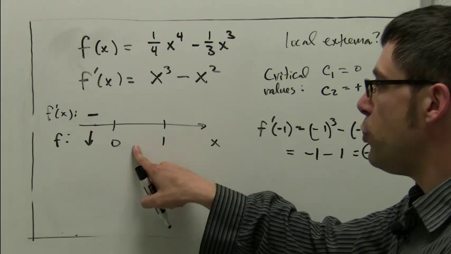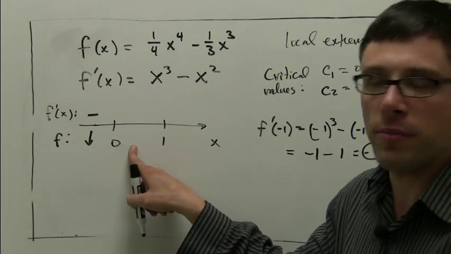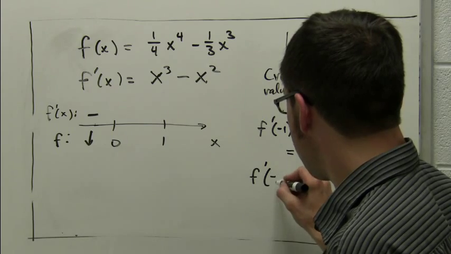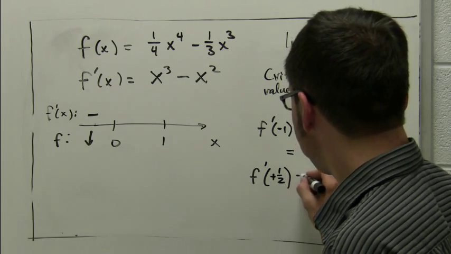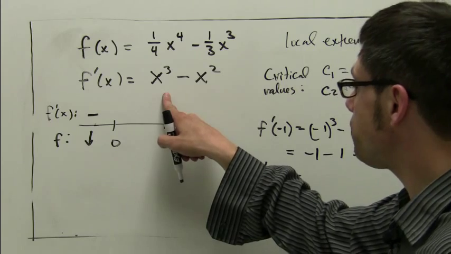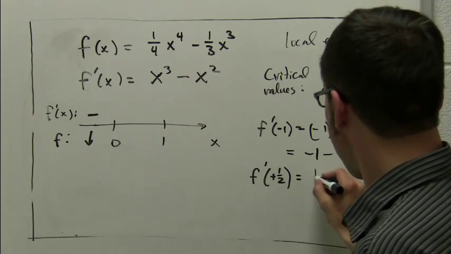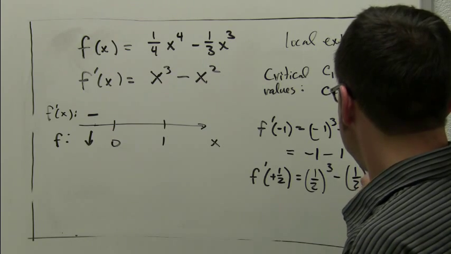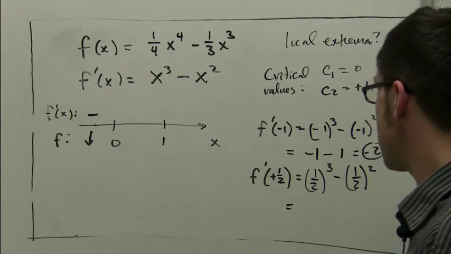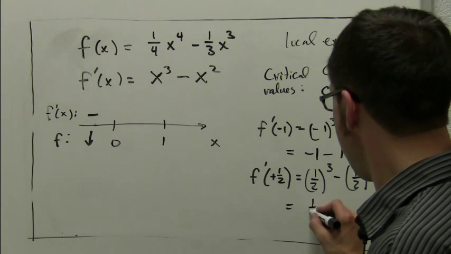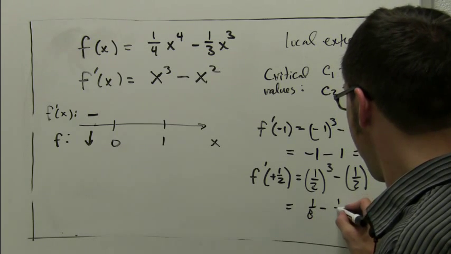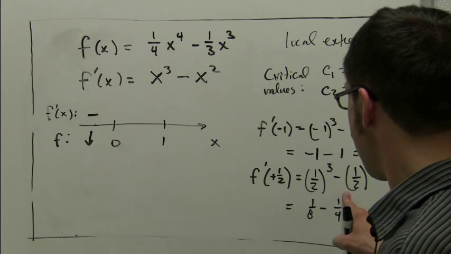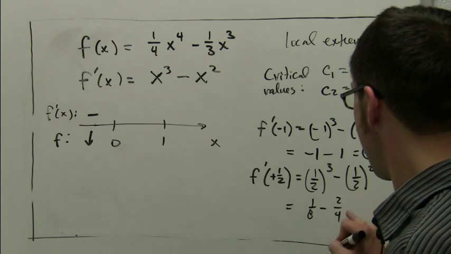Now pick a point between 0 and 1. Let's say 1/2 to make it easy. So I'm going to take this point 1/2 and plug that into the derivative. Here's my derivative. When I do that, I get 1/2 cubed minus 1/2 squared. So 1/2 cubed is 1/8 minus 1/4. But 1/4 is the same thing as 2/8, so this is 1 over 8 minus 2 over 8.